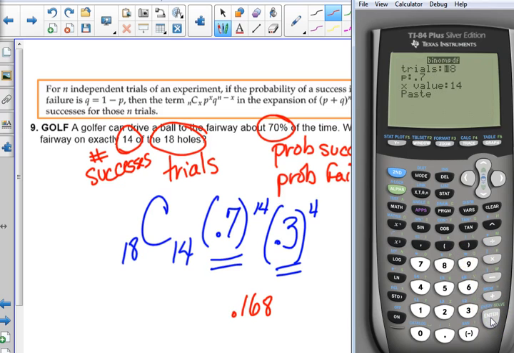Now, if you have the new operating system, it says how many trials, and you put in 18. P stands for probability of success, so you put in 0.7, or you could put a fraction there if it gave you a fraction, okay? And the X is the number of successes, and we're putting in 14. You hit enter, and it gives you the decimal.